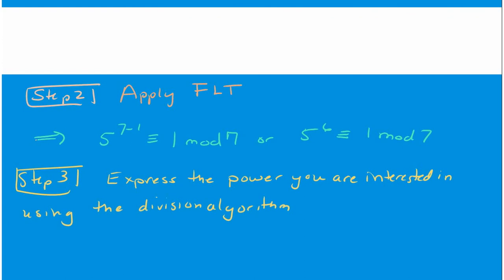The power that we're interested in is not 6, it's in fact 100. So what we're going to do is express 100 by dividing by 6 and using the division algorithm. 100 is really 16 times 6 plus a remainder of 4. This is directly from the division algorithm. You take 6, divide it into 100, and express it as Q times P minus 1 plus the remainder. And Q in this case is 16.